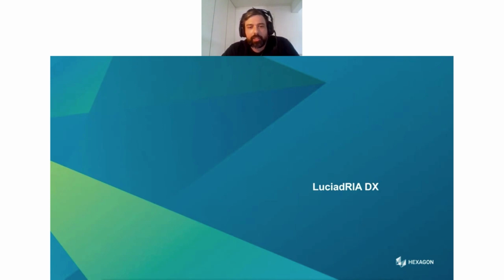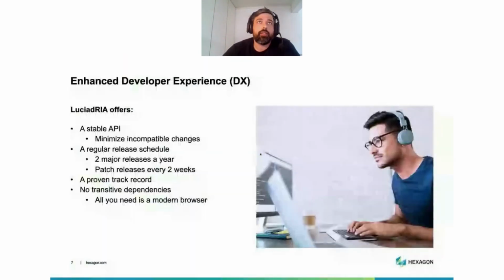Luciad's vision on developer experience aims to avoid these issues. We want LuciadRIA to be a library that you can depend on, not a liability. We do this by offering a stable API with a minimum of incompatible changes across releases, even major ones. And if we ever do introduce incompatible changes, we document them clearly.